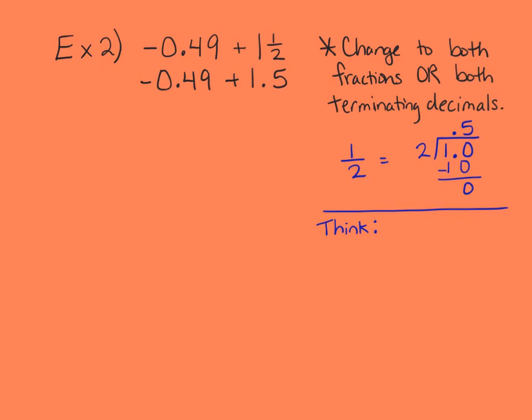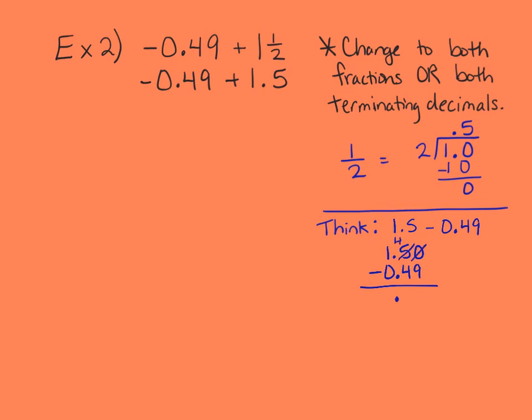So I have 0.49 and 1.5. So I'm just going to subtract 1.5 minus 0.49. Maybe easier to write this vertically. So I have 1.5 minus 0.49. And I'll use a 0 placeholder behind 1.5. So we can just line up our decimals and subtract.